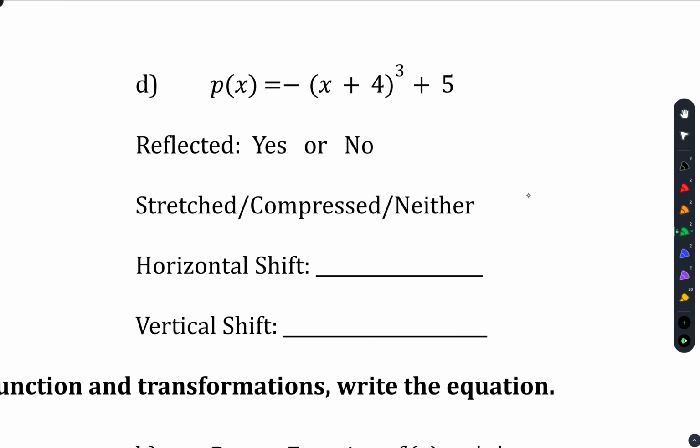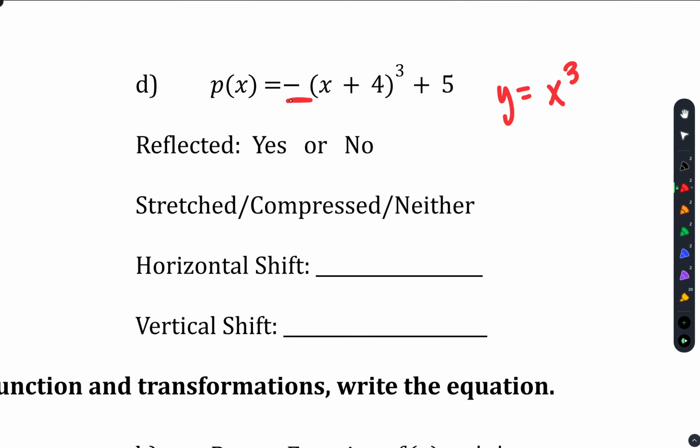Strip everything back. What's my parent function? Y equals x to the 3rd. Keep an eye out for that. That's an x to the 3rd, not an x to the 2nd power. So yes, do I have an a value?